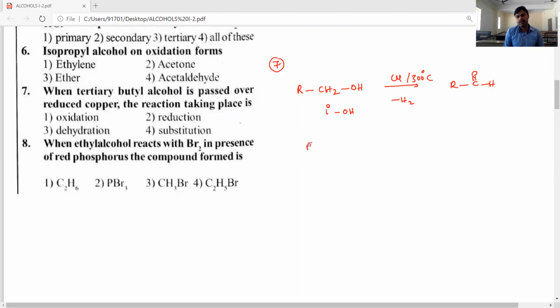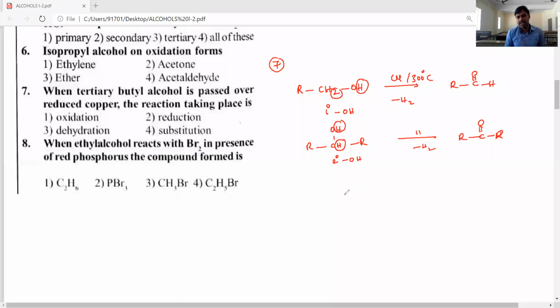In the same way, a secondary alcohol treated with copper metal upon heating at 300 degrees, with loss of H2, is converted into ketones. Because here, active hydrogens are present at the carbon attached to the OH group. Now, two hydrogen atoms will be lost in the form of H2. Then primary alcohols convert into aldehydes and secondary alcohols are converted into ketones.